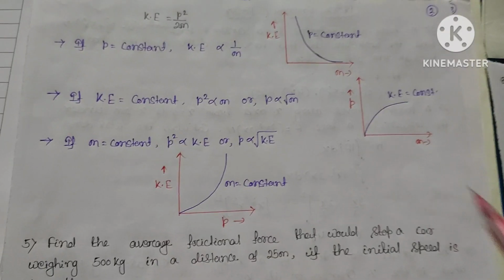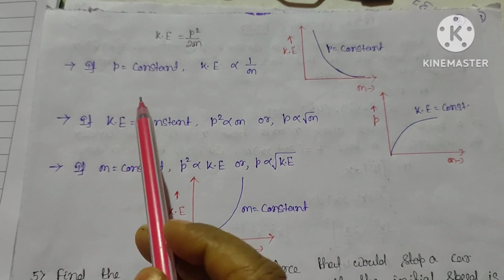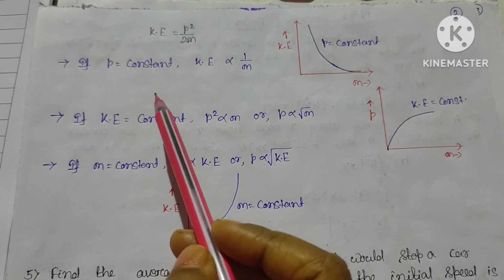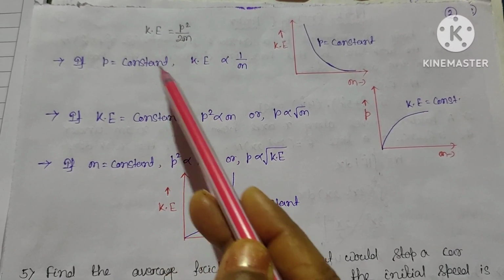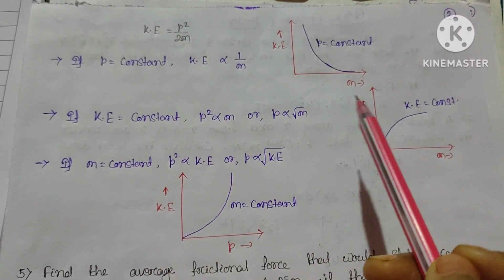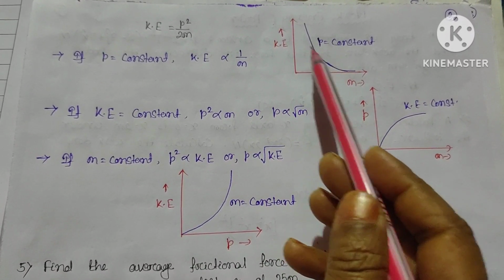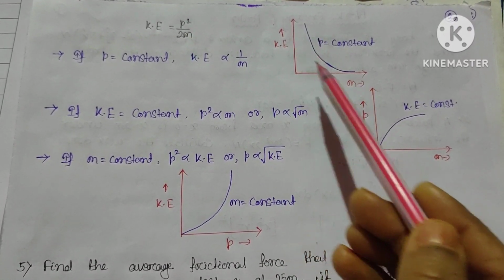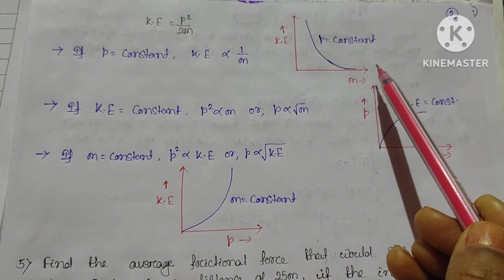So we know the relation for kinetic energy is p square by 2m. If this P means the linear momentum, if P is constant, then kinetic energy is inversely proportional to the mass. So if we plot the graph between kinetic energy and mass, if P is constant, that is the linear momentum is constant, then the graph will be like this.